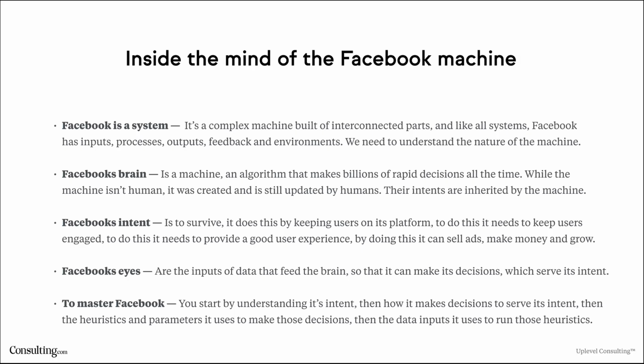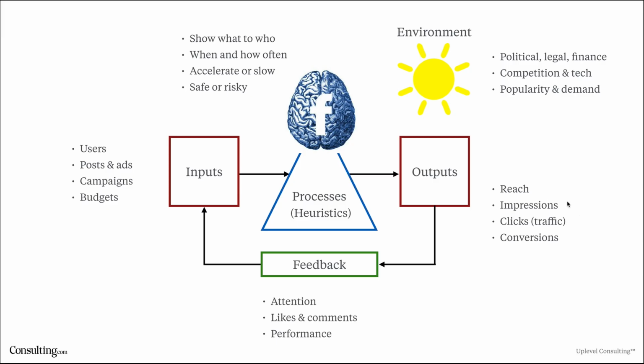And Facebook's eyes are the inputs of data that feed the brain so that it can make decisions which serve its intent. And to master Facebook, you start by understanding its intent, then how it makes decisions to serve its intent, then the heuristics and parameters it uses to make those decisions, then the data inputs it uses to run those heuristics. Right? You want to understand these things. Once you understand these things, you know what to do so that you can do this and expect that, and it just works.